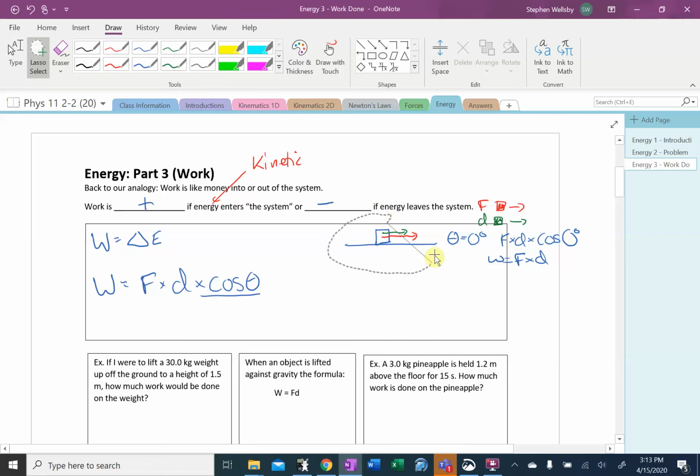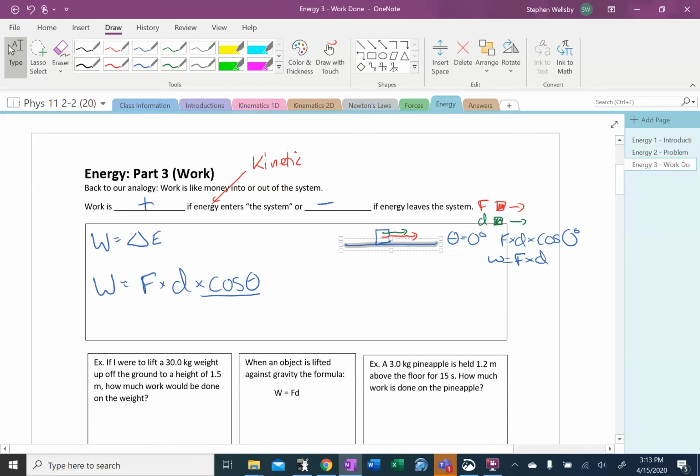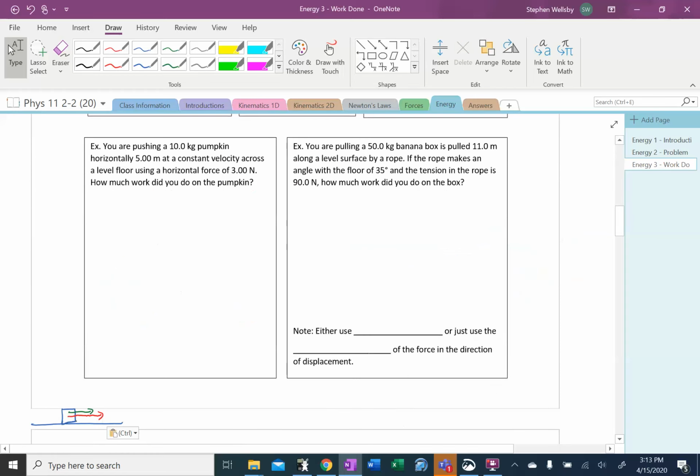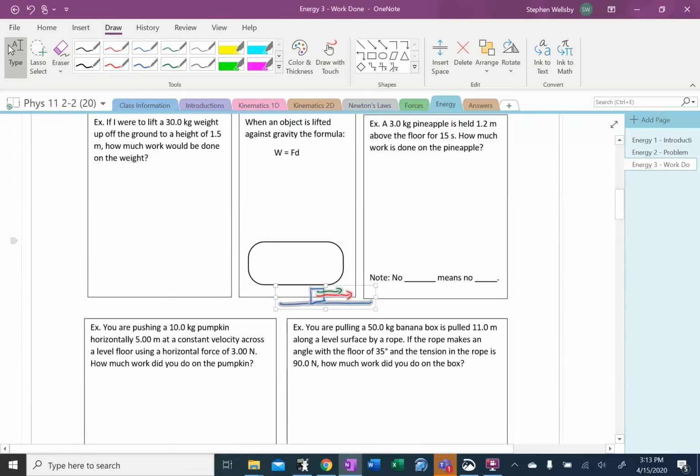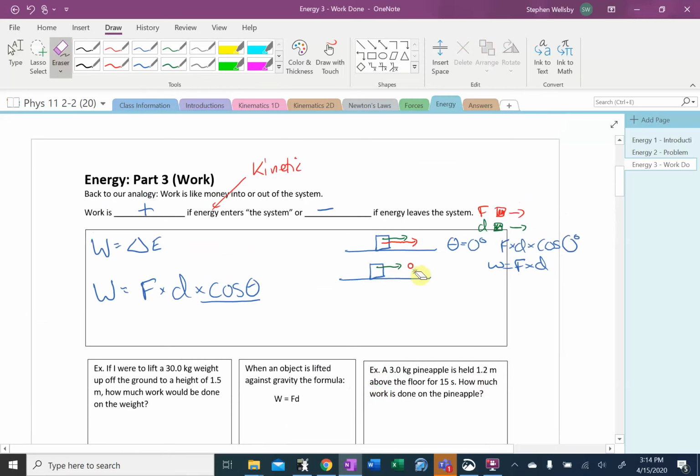Now what happens if the object is moving to the right, but I apply a force to the left? An example of that is, the ice skater is now moving along, moving to the right, and all of a sudden I apply a force to the left to slow it down.